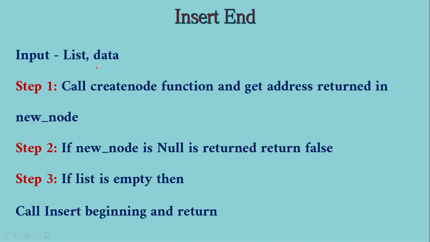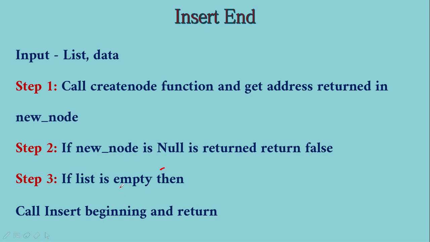The input of this operation will be the list in which we are going to perform the insertion and the data that we are going to insert. Let us call the create node function and get the address of the newly created node. That create node function will put the data in the data part of the newly created node and also make the address part equal to null. In step 2, you check if new node is null. This is the case when there is no memory in the system at all. This is a rare case, but anyway we have to check for completeness. So if new node is null, then you have to return false, indicating that the insertion is not successful, right?